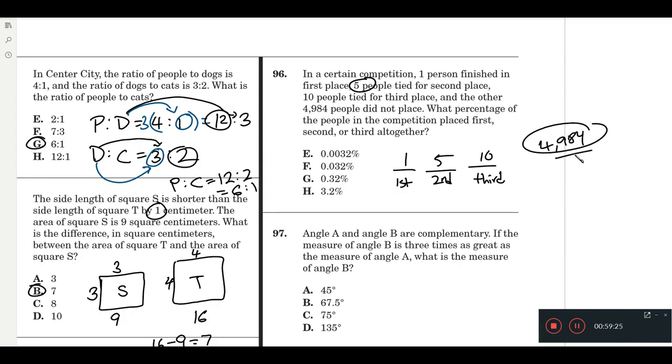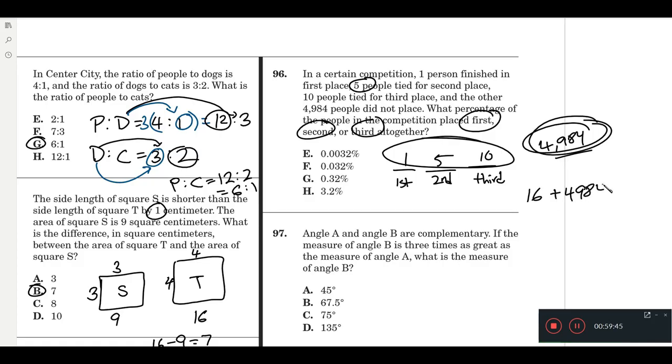What percentage of the people in the competition placed first, second, or third all together? So you just add them. All together, how many people are first, second, third? 16. So 16 out of 5,000, because there are the 4,984 people who did not place plus the 16. So these 16 out of 5,000, and then you can multiply by 100.